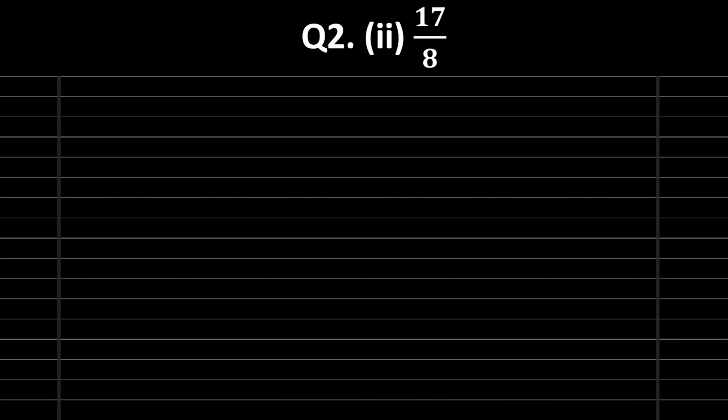Now this is the second subpart of question number 2. 17 upon 8. We know we can write 17 upon 8 with 8 as 2 raised to 3. Now observe, the exponent of 2 is 3 here, right? So we have to make sure that we multiply the numerator and denominator with 5 raised to 3. We have to equate the powers of 2 and 5. Okay, so here since 2 has the exponent 3, we are multiplying in the numerator and denominator by 5 raised to 3.